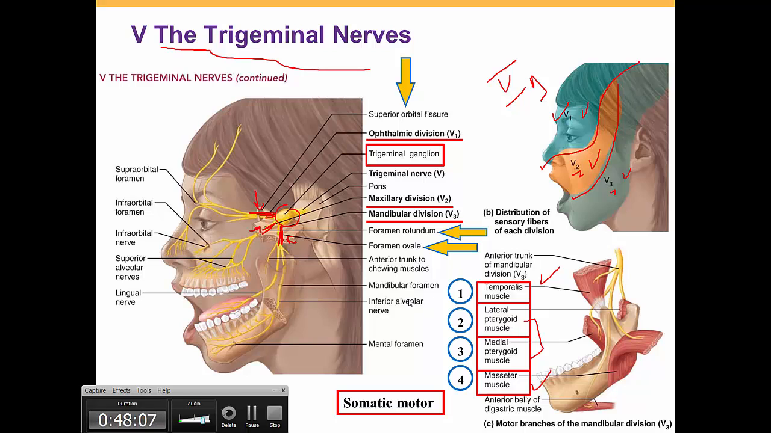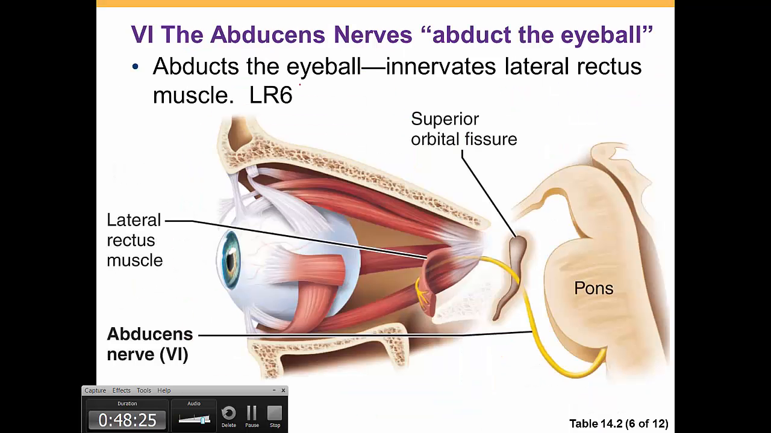So these are muscles of mastication. They allow you to eat and chew food. The other muscles of the face are not responsible for that. They are muscles of facial expression, and they're supplied by a different nerve.